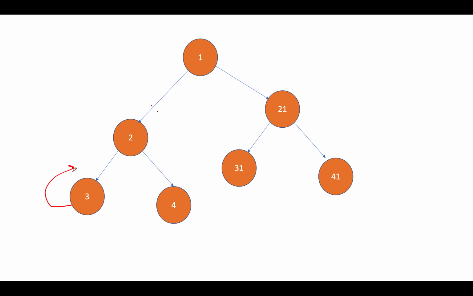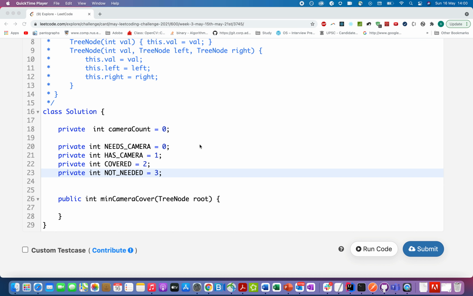If we have this information from each node, we can maintain a global total variable and update it whenever we see that a particular node needs a camera. I'll explain more during the coding part of it, but just remember that we are going in a bottom-up fashion. So let's move on to the coding part. I have defined 4 variables here. The first one means that this particular node needs a camera. The second one means that this particular node already has a camera.